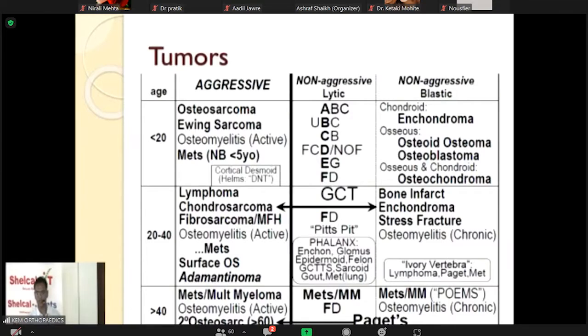So with respect to the age of the patient and what kind of lesions are there, just remember them so that you can give your differential diagnosis. Depending on the age of the patient and the nature of the lesion, whether it's lytic, blastic, or aggressive looking, less than 20 years aggressive can be an osteosarcoma. Non-aggressive, there is a mnemonic given for you, A to F.